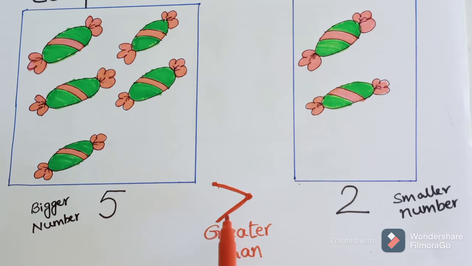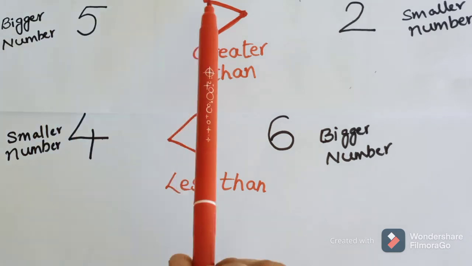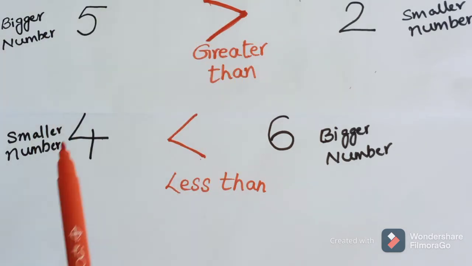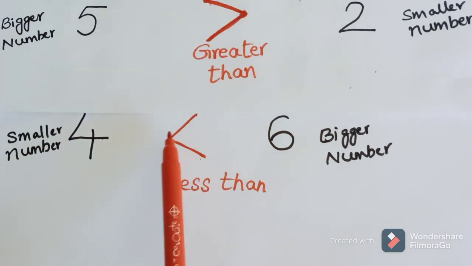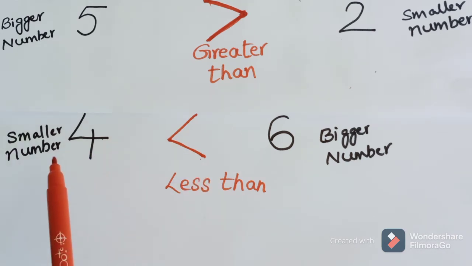This is the right hand open-ended symbol. So the open mouth is always towards the bigger numbers. To show the bigger numbers, we use the greater than symbol. To show the smaller numbers, we use the less than symbol. Dear children, how do we read it? Children, we read like this.